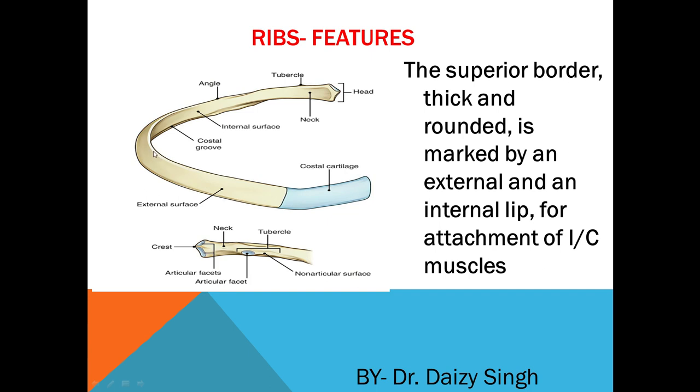Now if you see the superior border of the rib, please concentrate over here. Can you see the two lips? One is the outer lip, another is the inner lip. It is actually very thick and rounded, and it has two lips, the outer lip and the inner lip. That is for the attachment of the intercostal muscles.